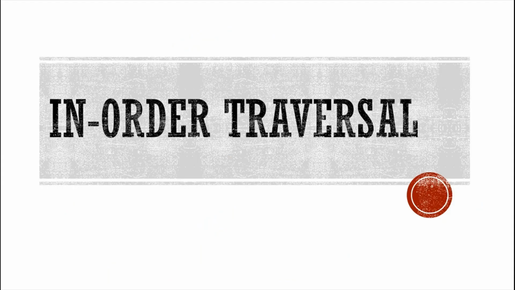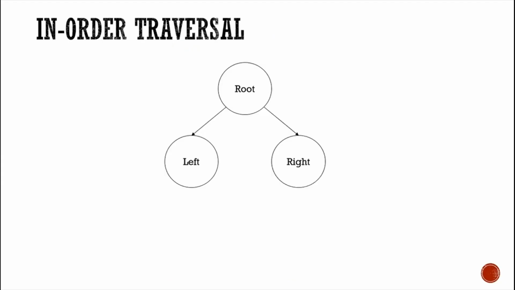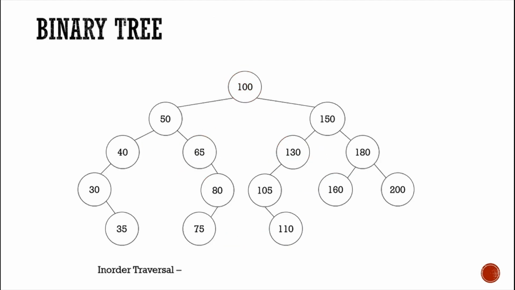Now I'm going to discuss in-order traversal. In in-order traversal, at first the left subtree is visited, then the root is visited, and then finally the right subtree is visited. Now we will see a simulation of how in-order traversal works with the help of this binary tree. The traversal starts from the root, which is 100.